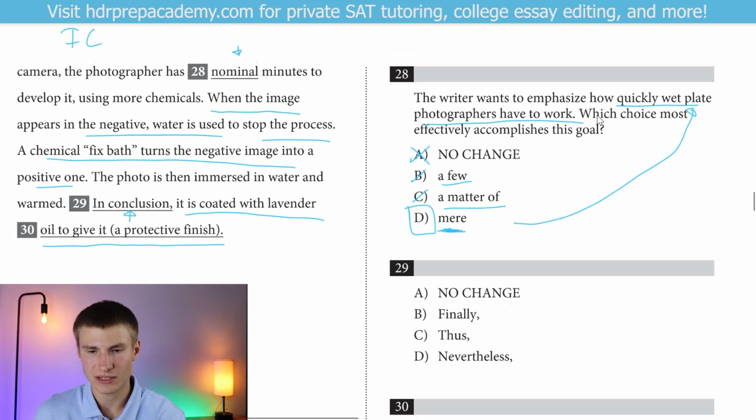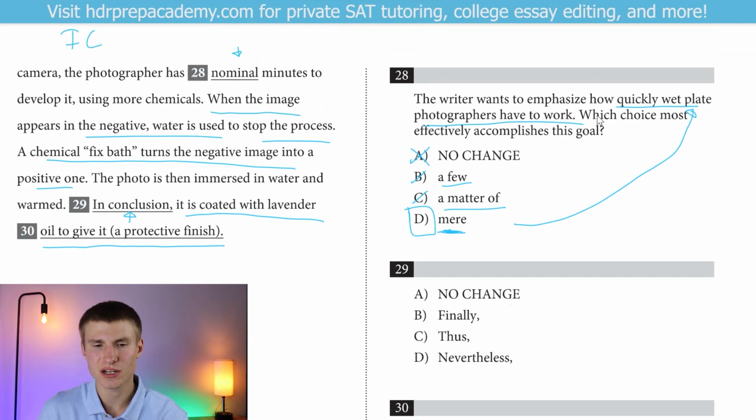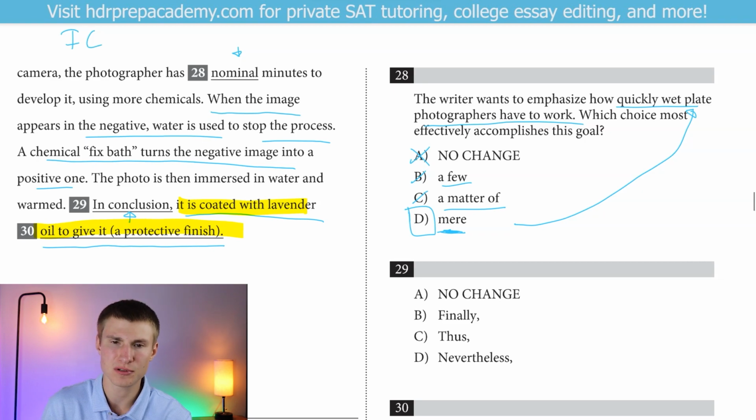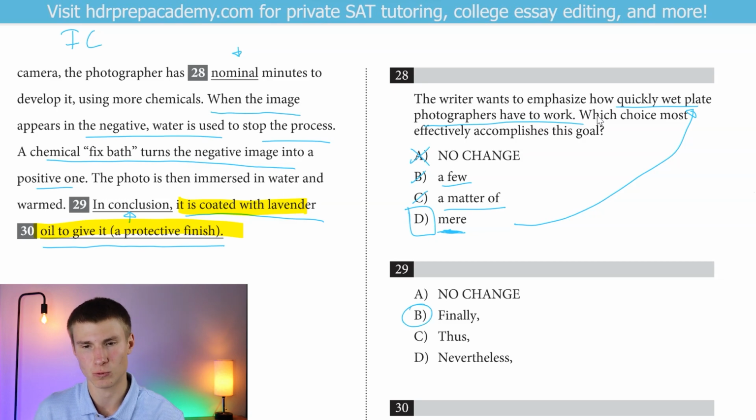All right, and then we got 29. As far as the transition there, we are describing our final step in this sentence here. Since we're describing that final step and what I just highlighted, we would use finally as our transition there because we just listed out a series of steps and this is the last one.